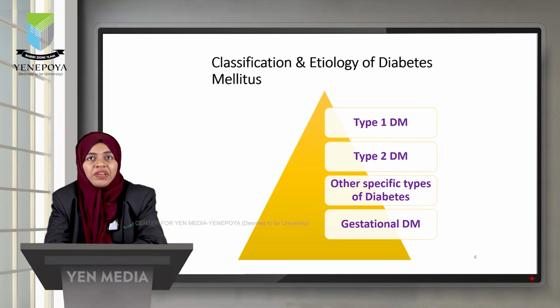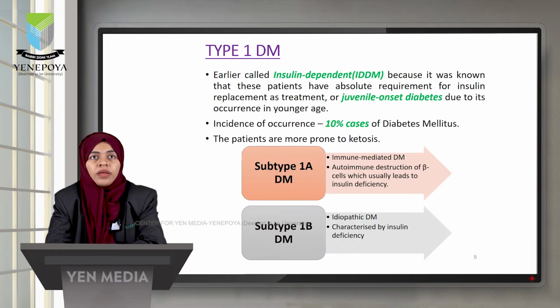So, we will come to the classification and etiology of diabetes mellitus: type 1 diabetes mellitus, type 2 diabetes mellitus, other specific types of diabetes mellitus, and gestational diabetes mellitus.